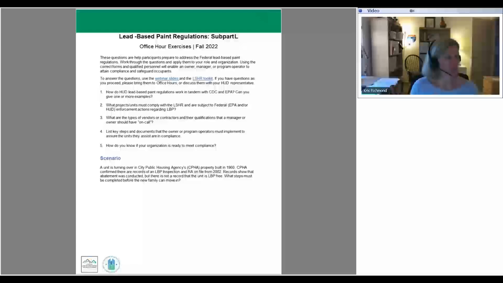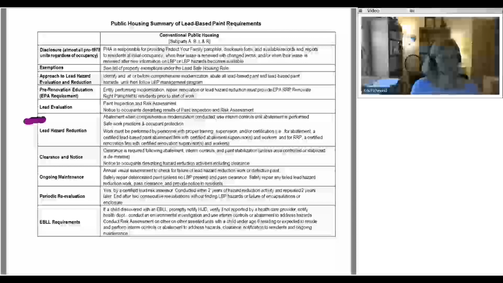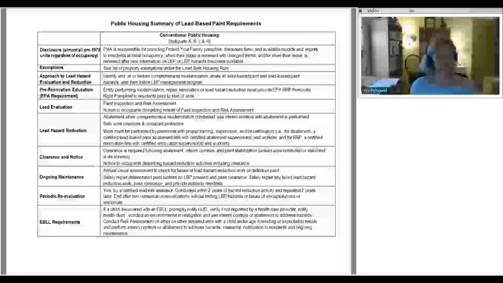All right, let's look at number 4. What are the key steps and the documents that the PHA needs to follow in order to ensure that the units are in compliance? Again, I'd like to start with our summary chart here. We're doing disclosure. So remember, we're providing that disclosure notice either before lease signing or at lease signing. We're also providing the Protect Your Family from Lead in Your Home pamphlet. And we're providing tenant instructions, so we're letting the tenant know who to notify if they identify any deteriorated paint.